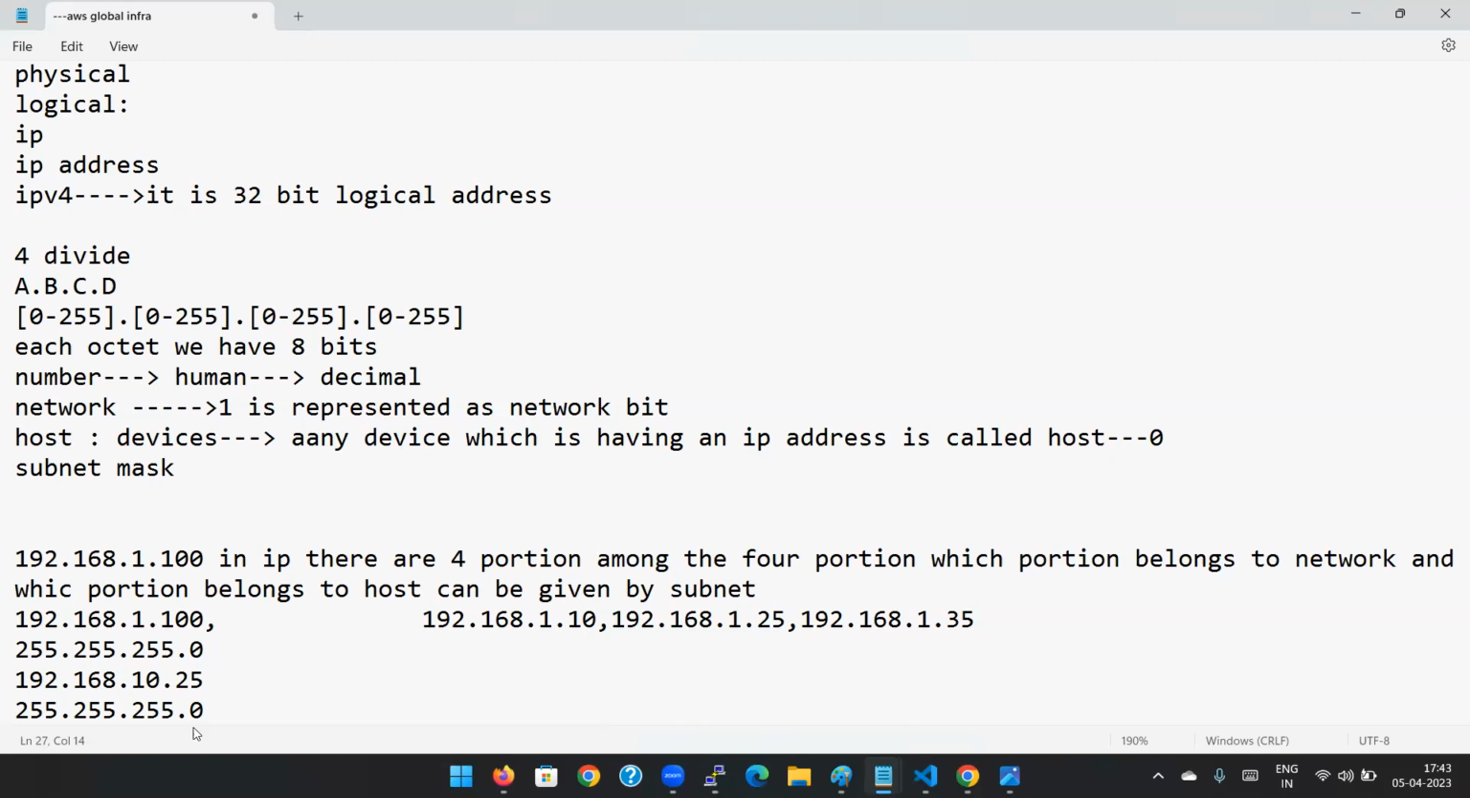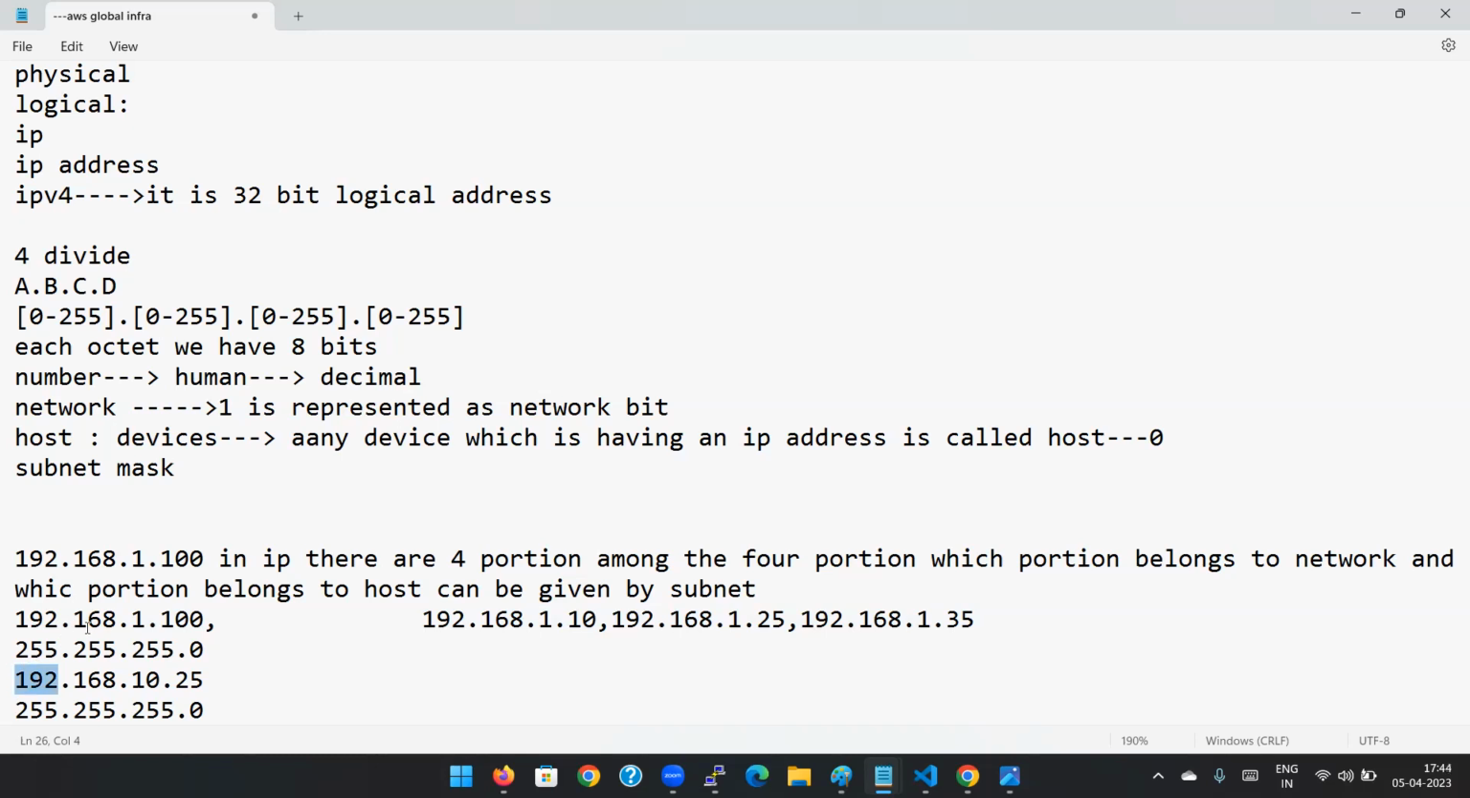Its main functionality is to differentiate the network. In this IP address, the first three octets are the network and the last is the host. In this one also, the first three are the network and the last is the host. The work is done. Now it is the computer's responsibility to understand: in the first octet, this IP address has 192 and here also it has 192, which is similar.